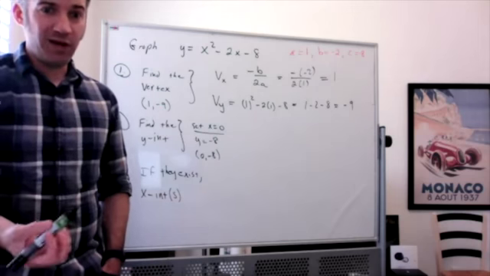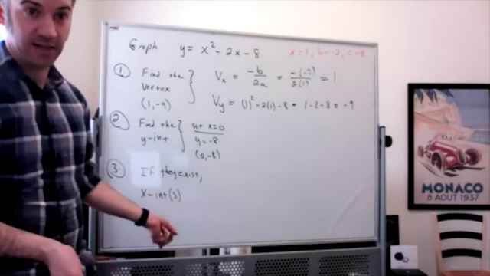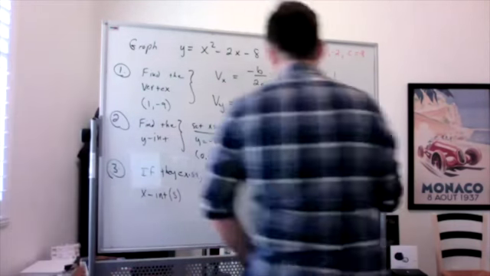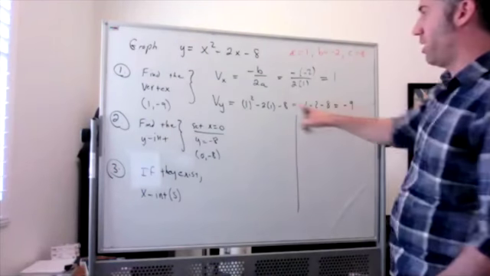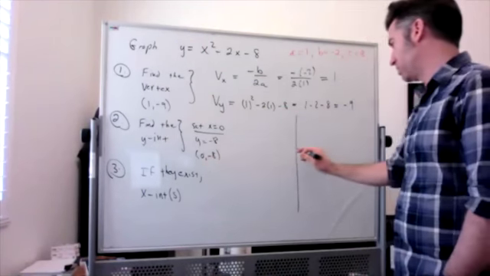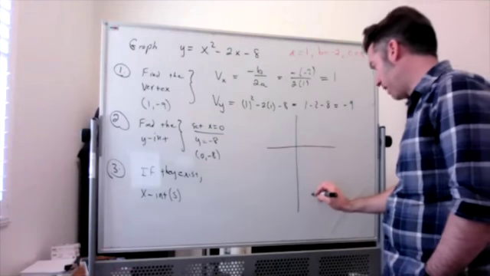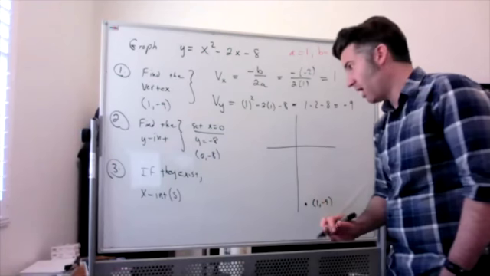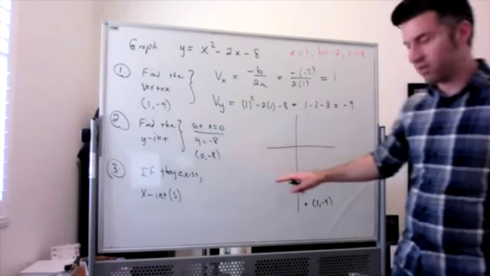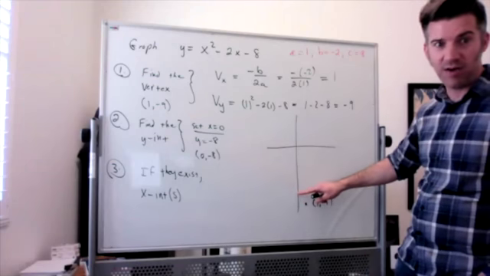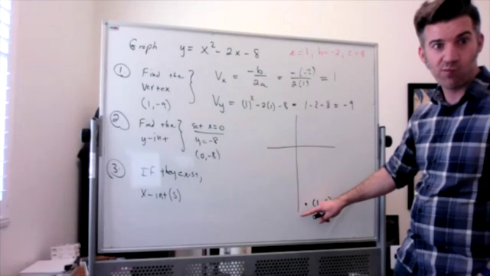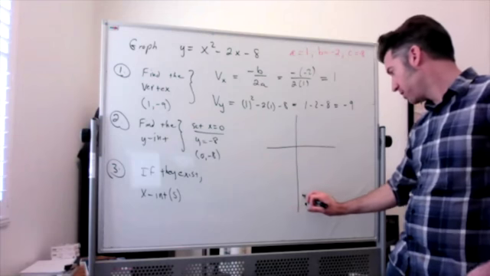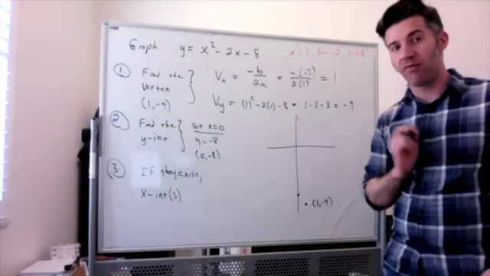To be honest, at this point, before I even think about x-intercepts, I like to start graphing, because it's going to tell me if I have x-intercepts or not. My vertex is 1, negative 9, and my y-intercept is 0, negative 8. So 1, negative 9, let's say it's about right here. And then 0, negative 8. Is 0, negative 8 going to be a y-intercept that's higher or lower? Higher. Yeah.